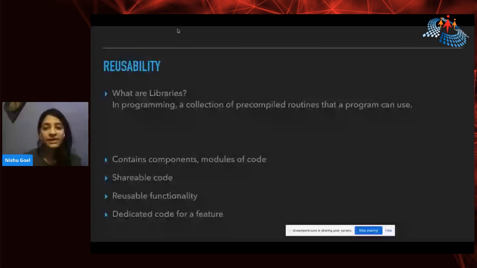Now, the takeaway from here is that first, your library has some shareable code. You can share it across your projects or with your colleagues. Then it has reusable functionality, which is the basic idea of creating it. Then the fourth point says it would have dedicated code for a feature.